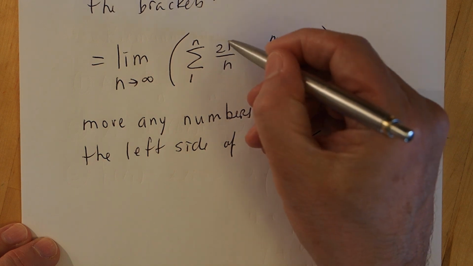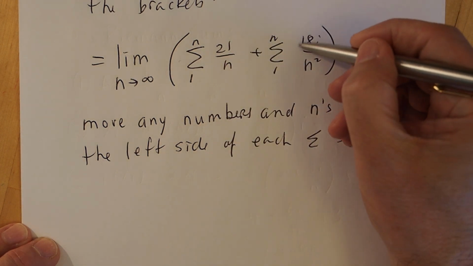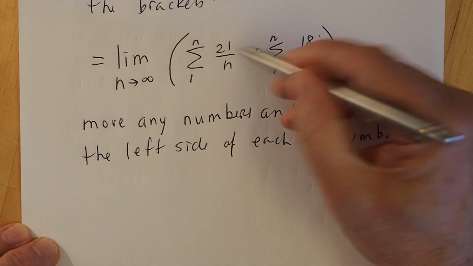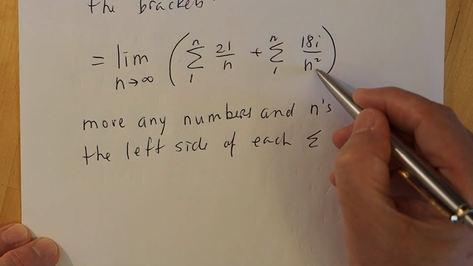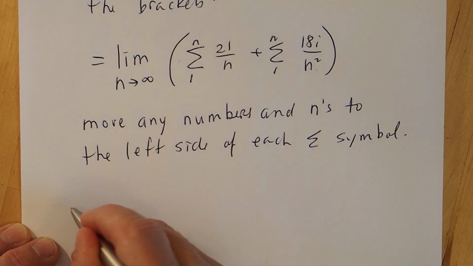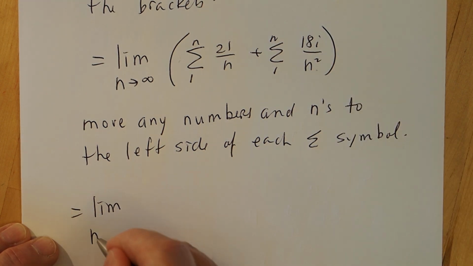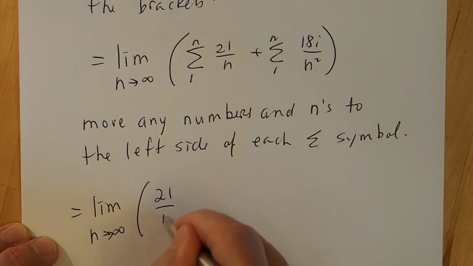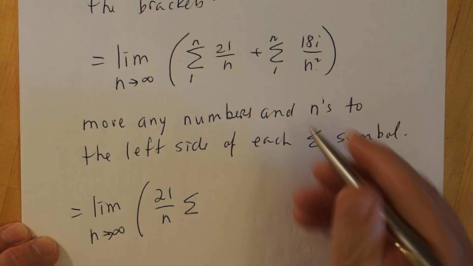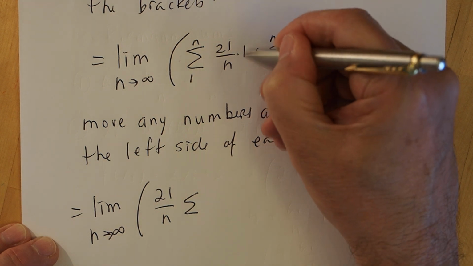So that means 21 over n is going to move here, and 18 over n squared will move here. Not the i, just any numbers and any n's move to the front. So that's going to give us the limit as n approaches infinity of 21 over n times the sum of. Now remember, there's an invisible 1 here.